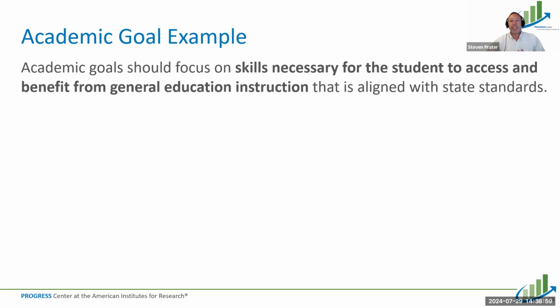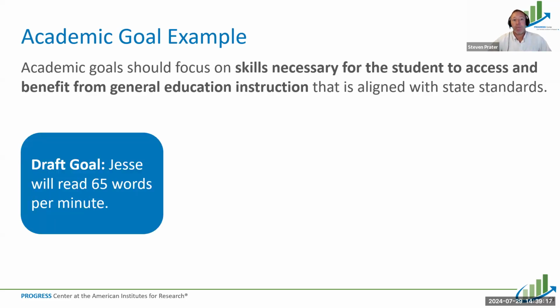All right, so here's some examples that I was just mentioning that we were going to go over today. So we're going to look at an academic example. For an academic goal, we want that student to learn skills that are necessary for them to access and benefit from the general education instruction, okay? So here's our first example. This is a draft goal. It says, Jesse will read 65 words per minute.